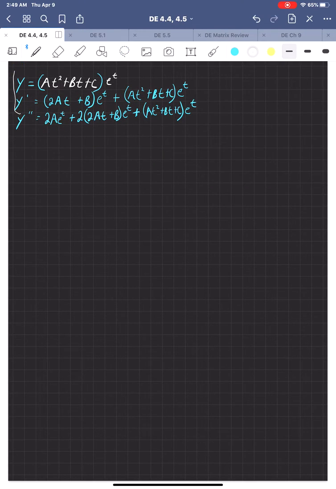So assuming that we plug in for y double prime plus 4y is equal to 5t squared e to the t. All right, so assuming we plug in for y double prime and plug in for y. Well, okay, so this is going to take up space, but I'm going to write it. Why? Because you and me were best buddies.